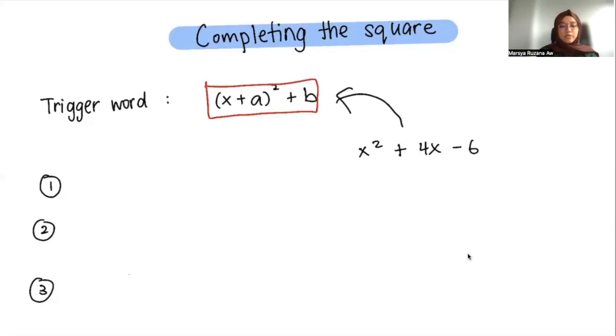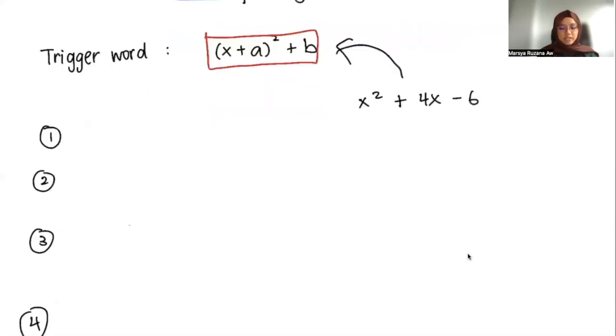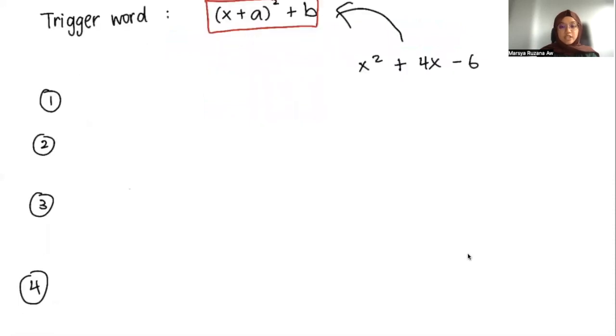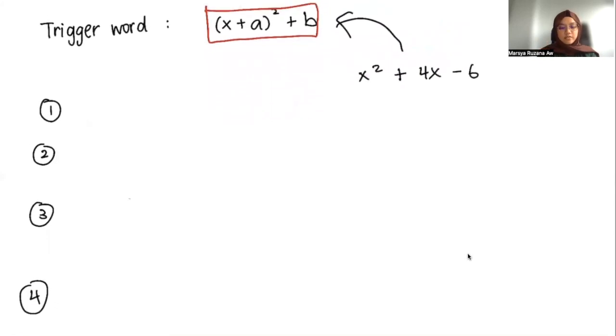And now we can go through the 4 steps it takes to complete the square. I'm going to use this question as an example. This question is: change this into this form. So we know the trigger word, the trigger equation. We need to change this quadratic equation into a completed square form. So what's the first thing we do?